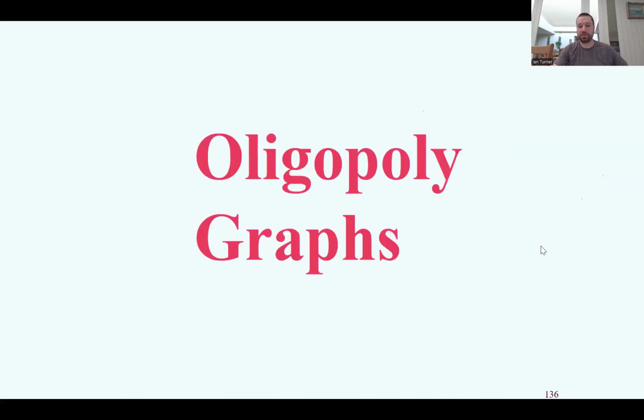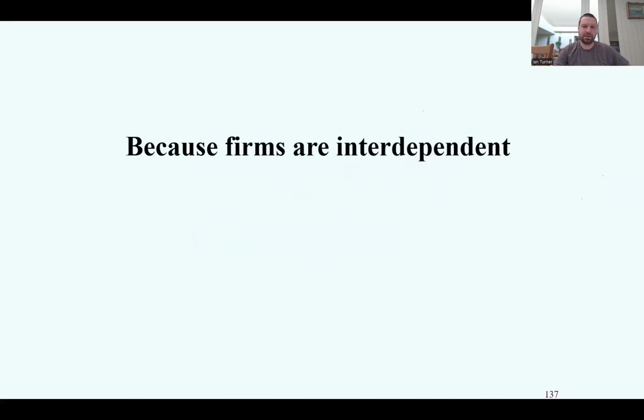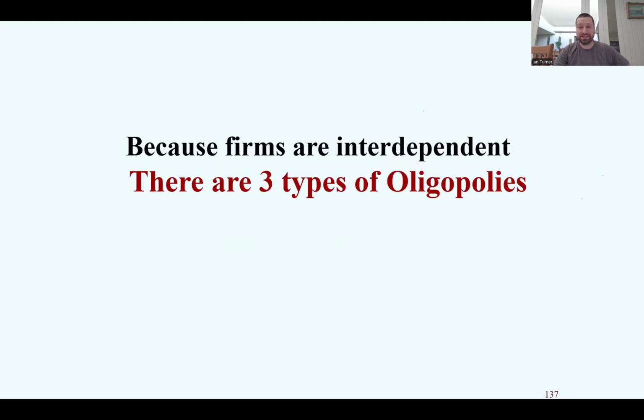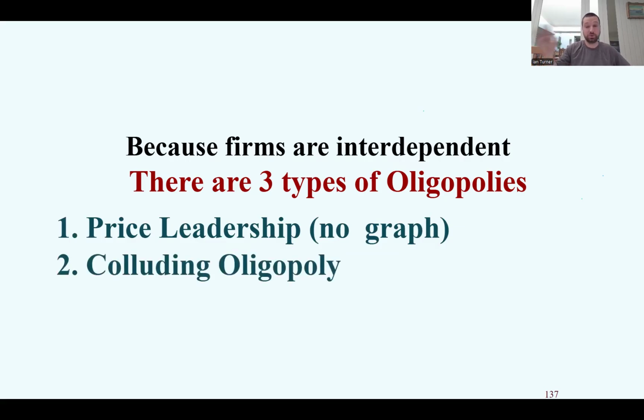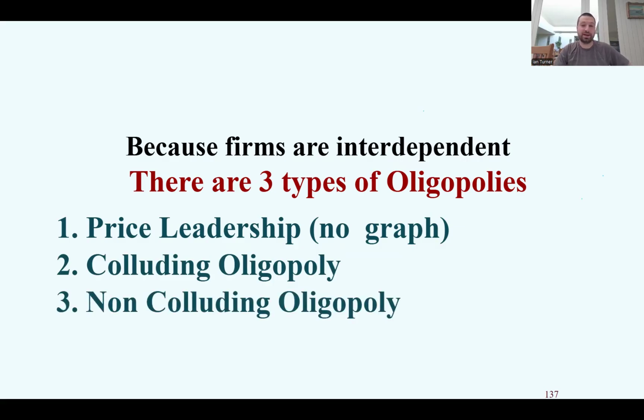Okay, so let's look at the graphs. Oligopoly graphs. We didn't get to this last class. There's three types of oligopolies. We got what's called price leadership. It doesn't have a graph. Colluding oligopoly, which is going to have a graph you're used to. And then non-colluding oligopoly, which has a weird graph, which has never come up on the AP test. So really, you kind of just need to know the concepts of these and know the number two graph. So not too bad, hopefully.